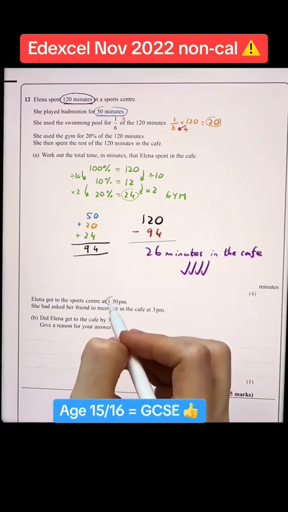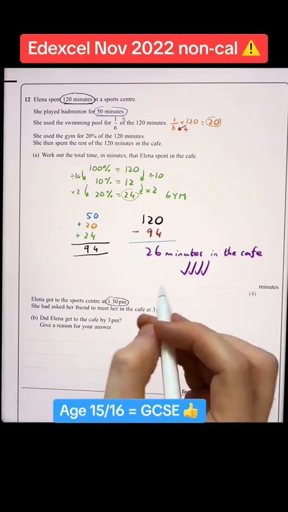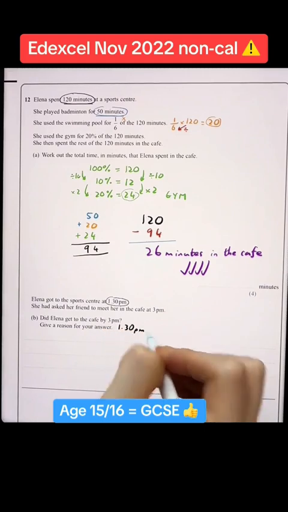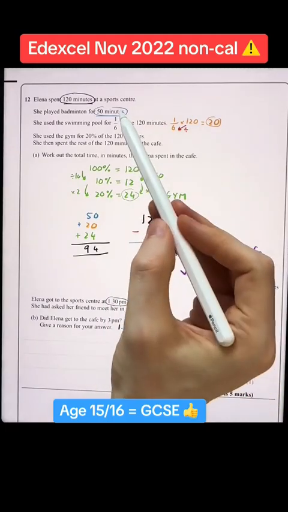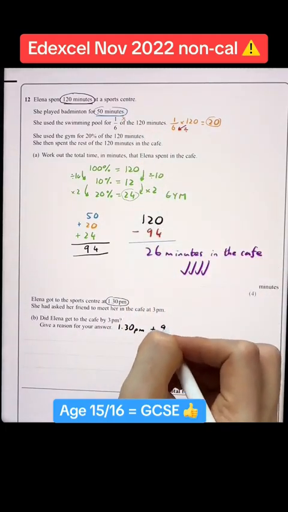Eleanor got to the sports centre at 1:30 p.m. She asked her friend to meet her in the cafe at 3 p.m. Did Eleanor get to the cafe by 3 p.m.? Give a reason for your answer. Well, as she arrived at the sports centre at 1:30 p.m., we know in total she spent 94 minutes playing badminton, going swimming, and going to the gym. So therefore, I've got to add on the 94 minutes.